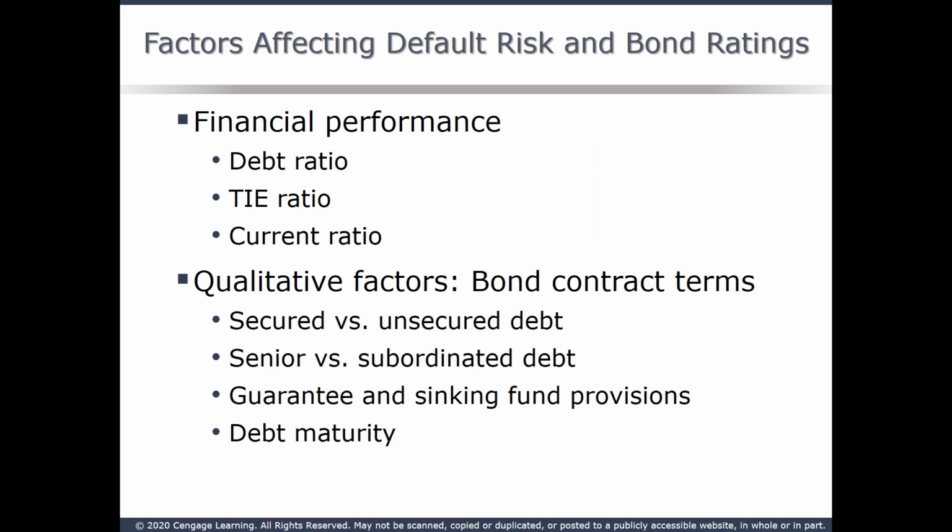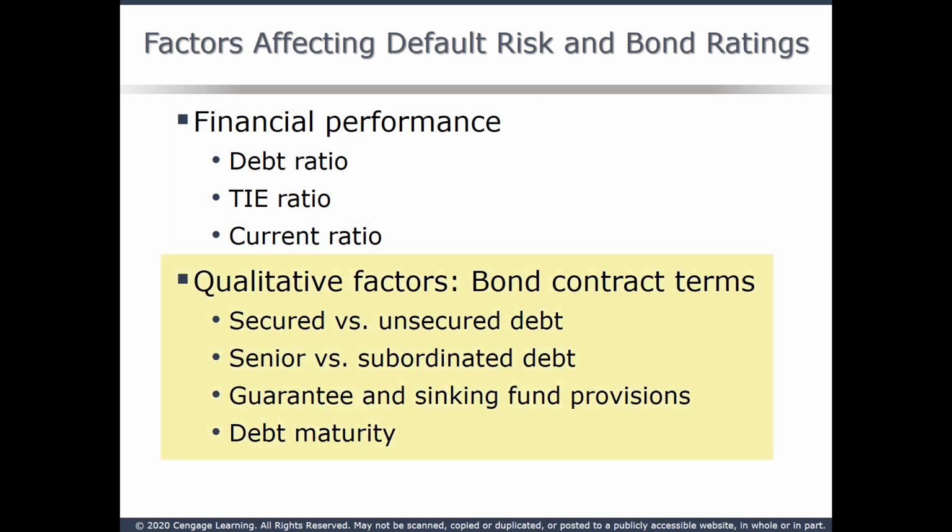Bond rating agencies look at many of the same factors that stock analysts evaluate, but with a slightly different focus. Stock analysts focus on growth potential. Bond analysts are concerned with long-term stability and the firm's ability to meet its contractual obligations. Financial performance metrics would include the debt ratio. How much debt is the firm already using? Times interest earned. Are they earning enough to make the interest payments? And the current ratio. Do they have enough liquid assets to make coupon payments?